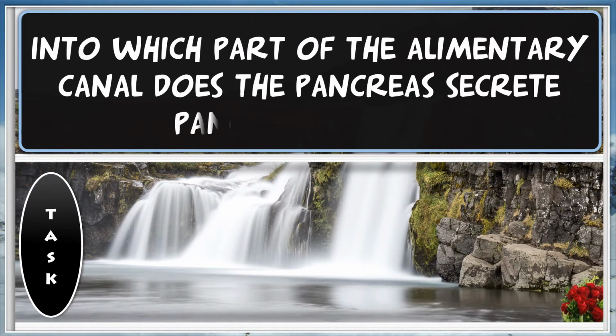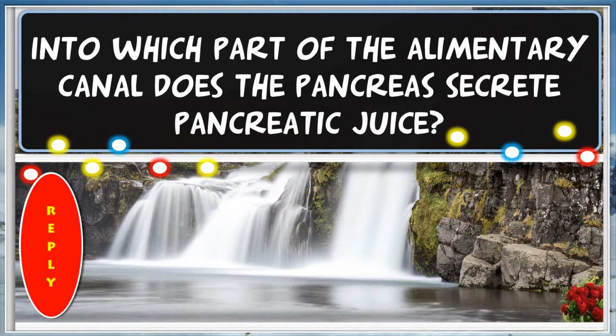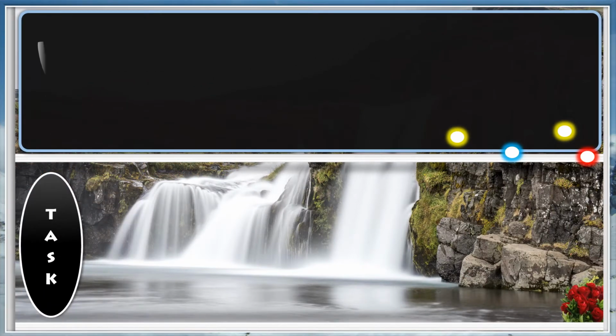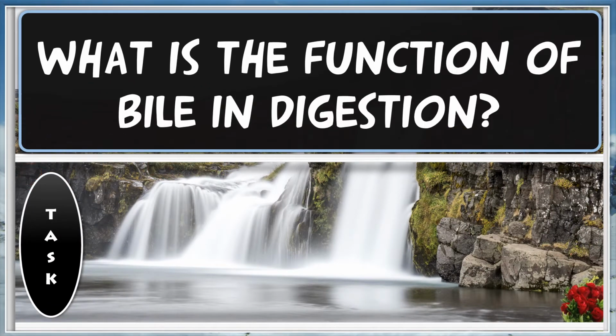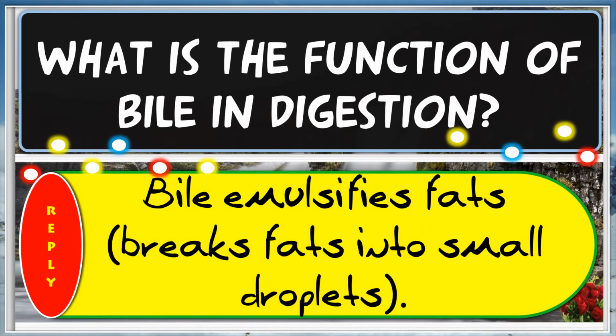Into which part of the alimentary canal does the pancreas secrete pancreatic juice? The pancreas releases pancreatic juice into the duodenum. What is the function of bile in digestion? Bile emulsifies fats or breaks fats into small droplets.